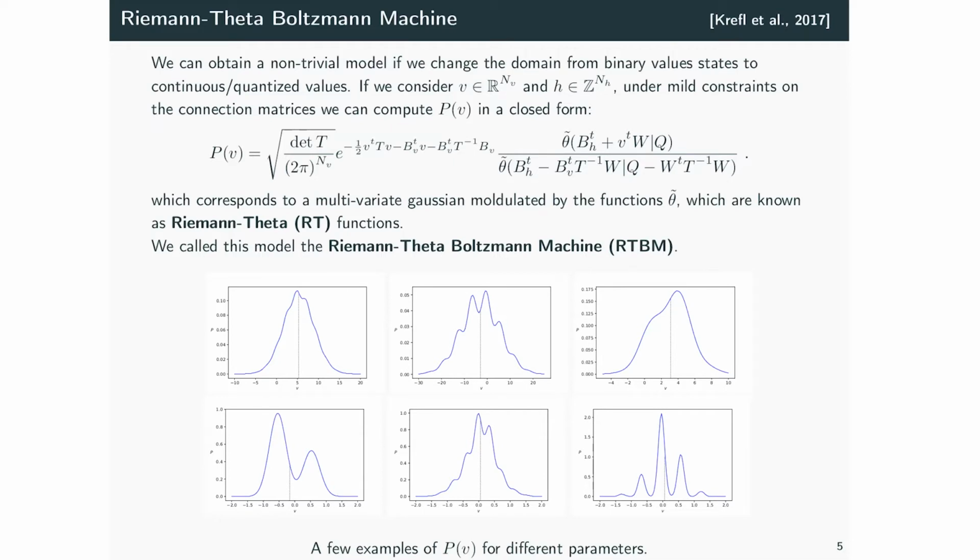And here I show a few plots where we can see how by varying the value of the different connection matrices and the biases, we are able to picture some different cases for how a possible probability distribution could look like. And in particular, let's see that at infinity, everything is going to 0 because we have this damping exponential factor here.